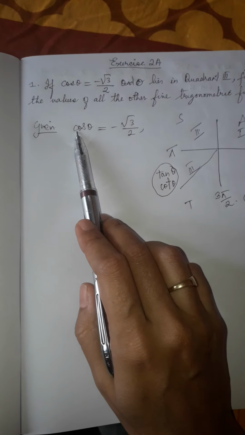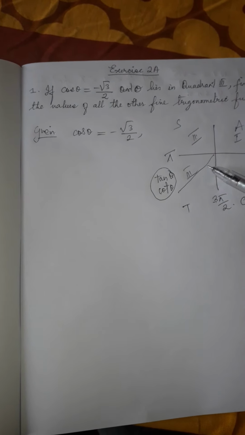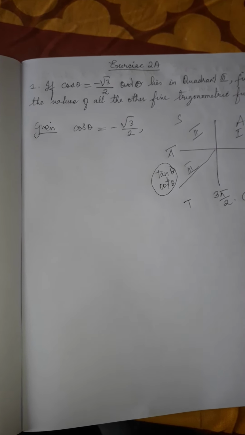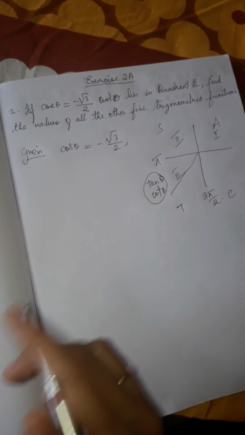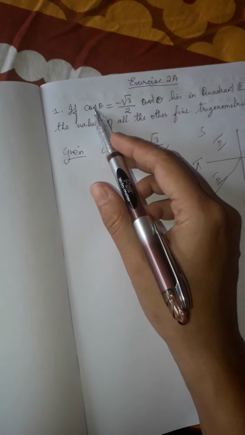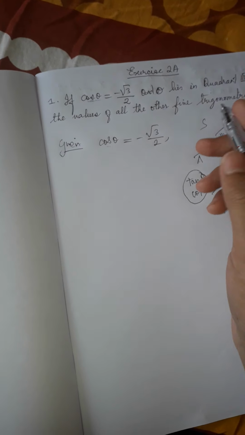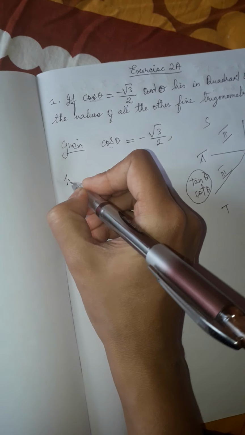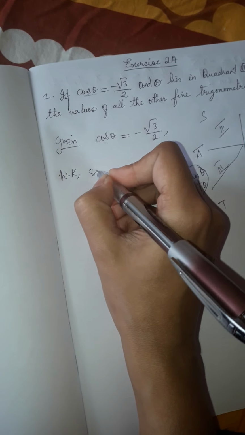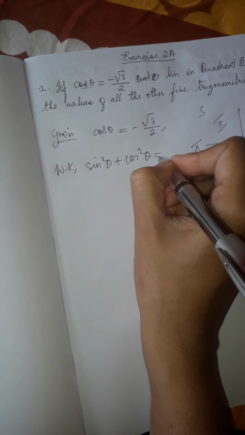Here we are given cos theta is minus root 3 by 2. So we have the value of cos theta negative. Why? Because theta lies in the third quadrant. So we have to now find out all the other trigonometric ratios. From cos theta we can find sin theta using the identities. We know sin square theta plus cos square theta equal to 1.